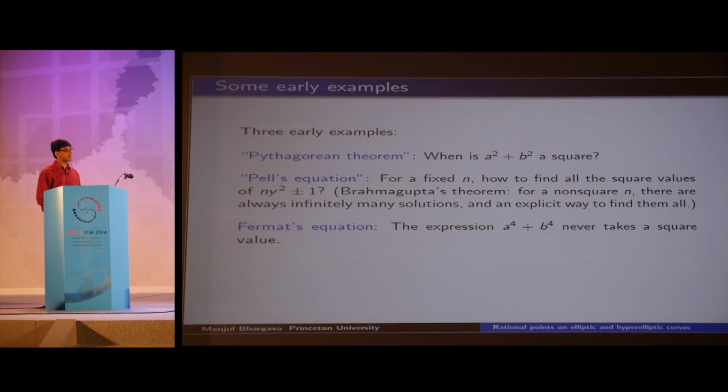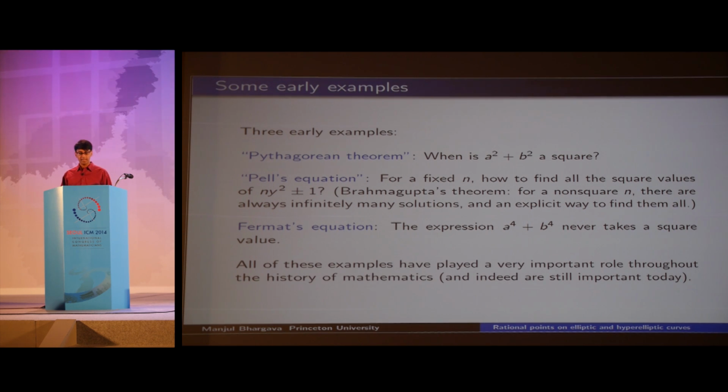Okay, so these are three classical examples of square equations. In other words, polynomials where we're interested in understanding what are the square values taken by that polynomial. And as I said, they've played a very important role throughout the history of mathematics, and the methods that were used to solve them still play an important role today, both in number theory and outside number theory.